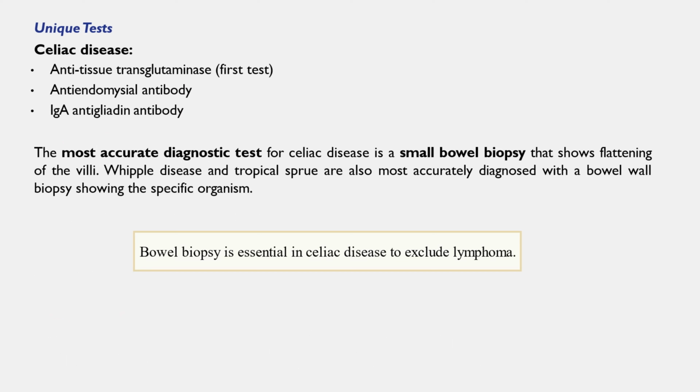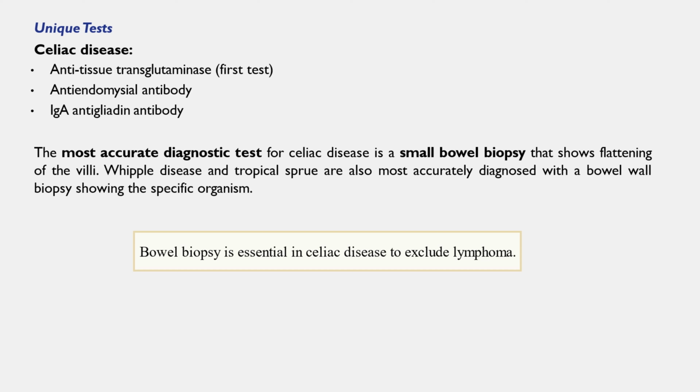Let's go to celiac disease. The unique tests: the first test is anti-tissue transglutaminase, number 1. Number 2, anti-endomysial antibody. And number 3, IgA anti-gliadin antibodies.